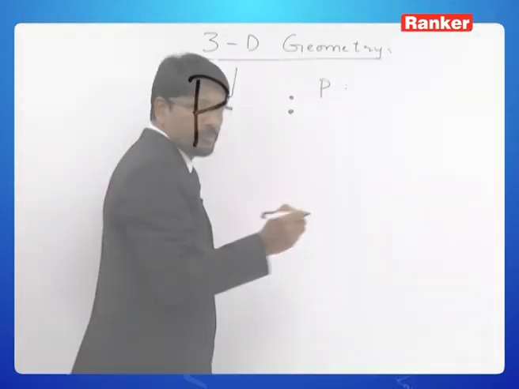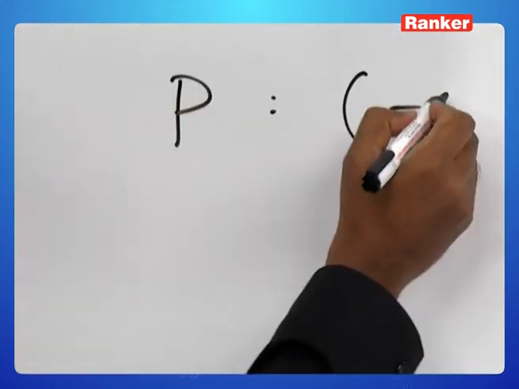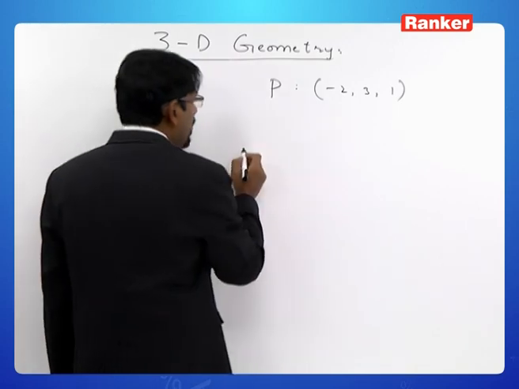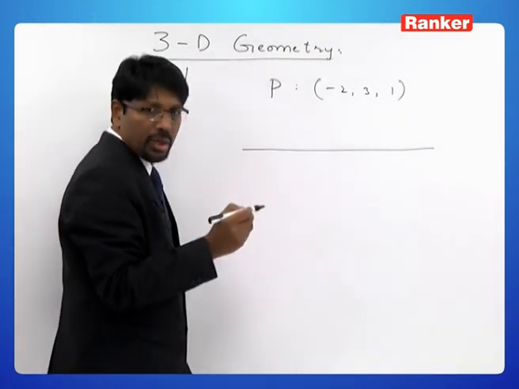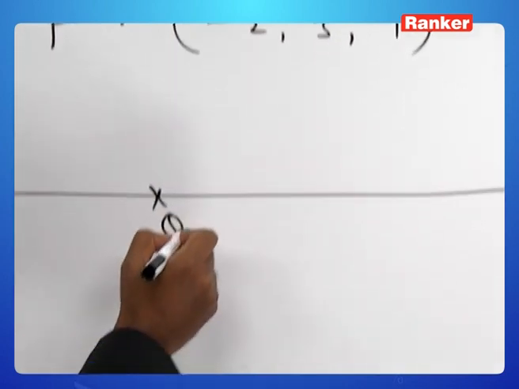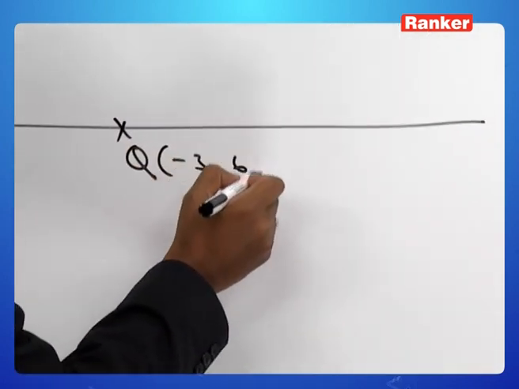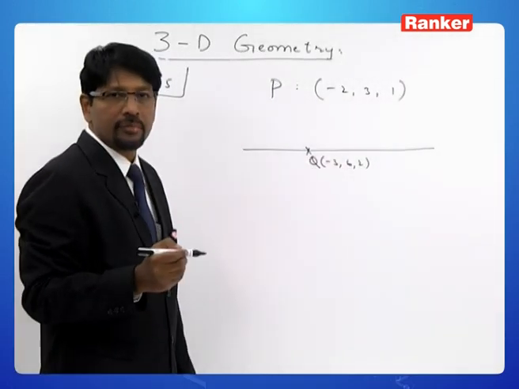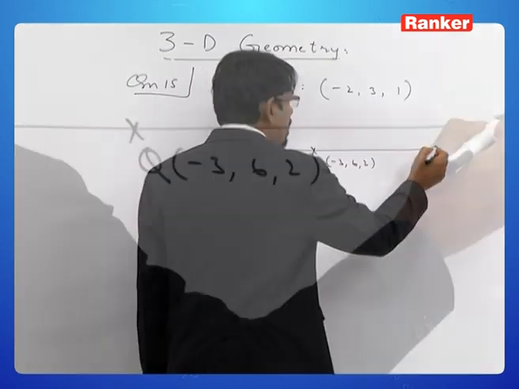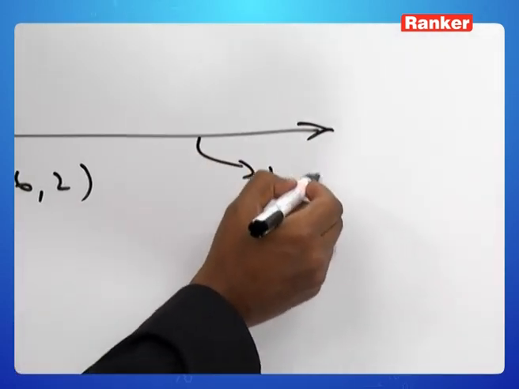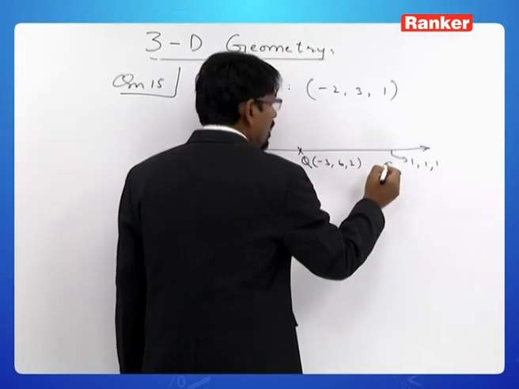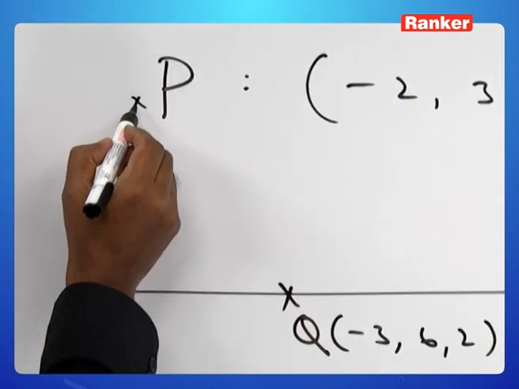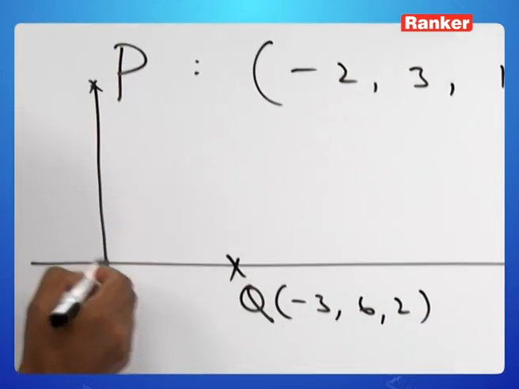P is a point given to be with the coordinates -2, 3, 1, and you have a line passing through -3, 6, 2, which is supposed to be making equal angles with the coordinate axes, which would mean that the DRs of that line can be taken as 1, 1, 1. Now you are asked to find the distance from point P to this line.